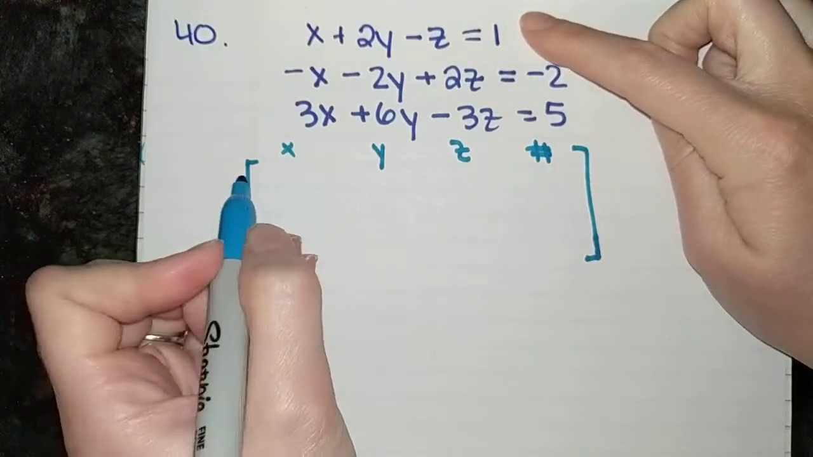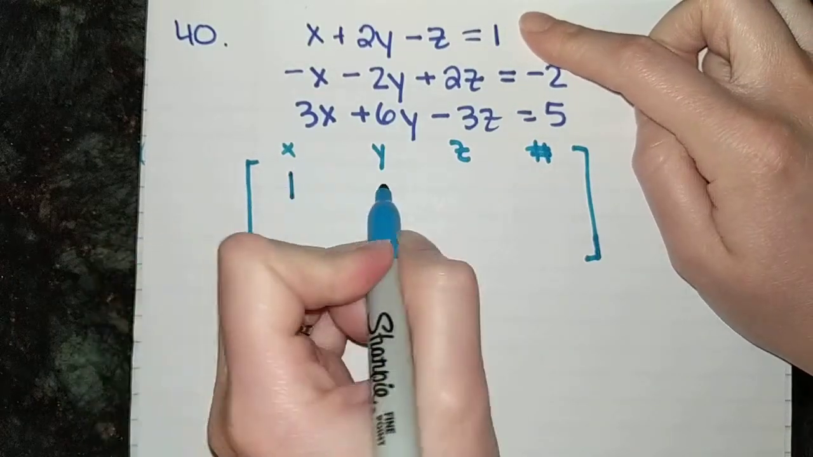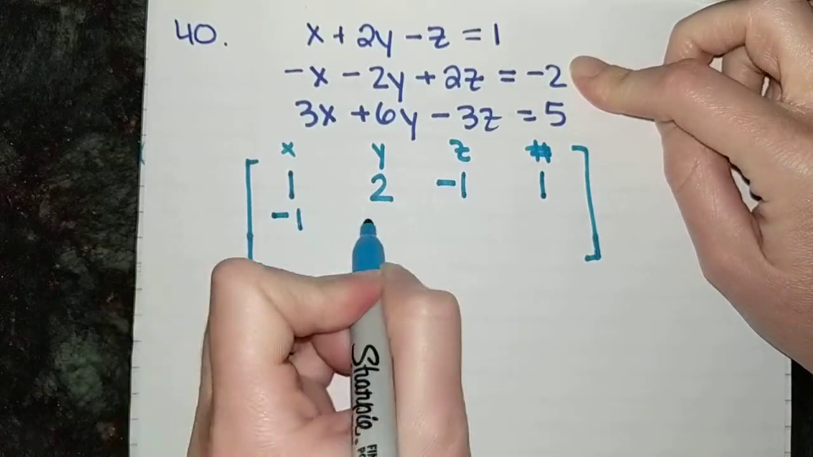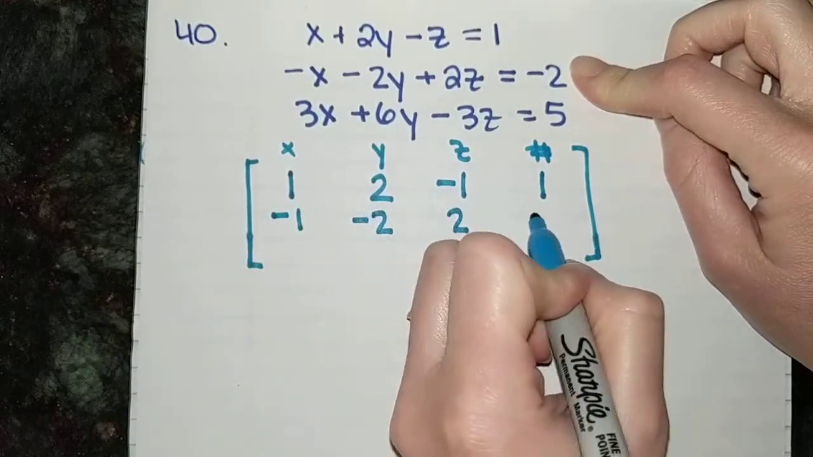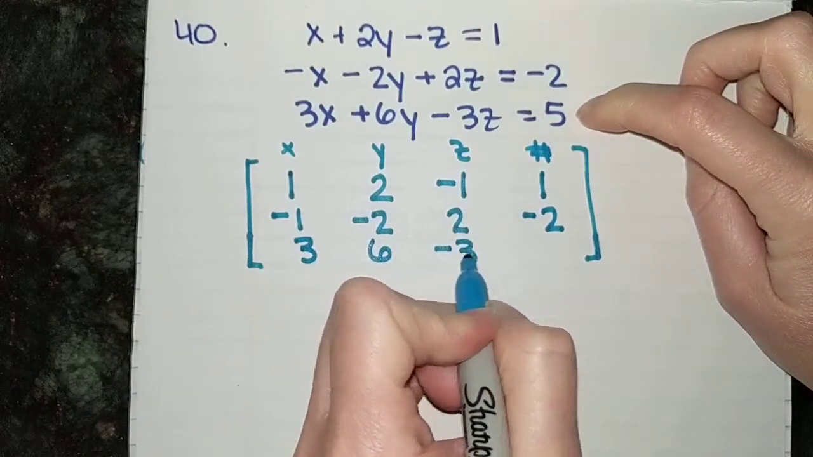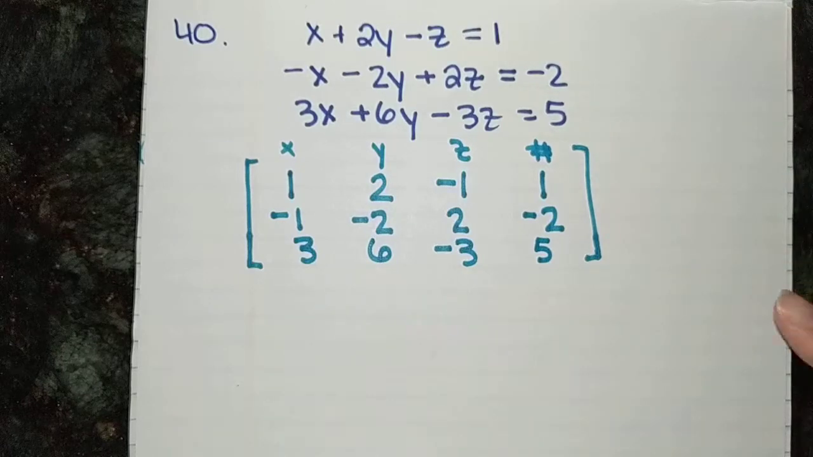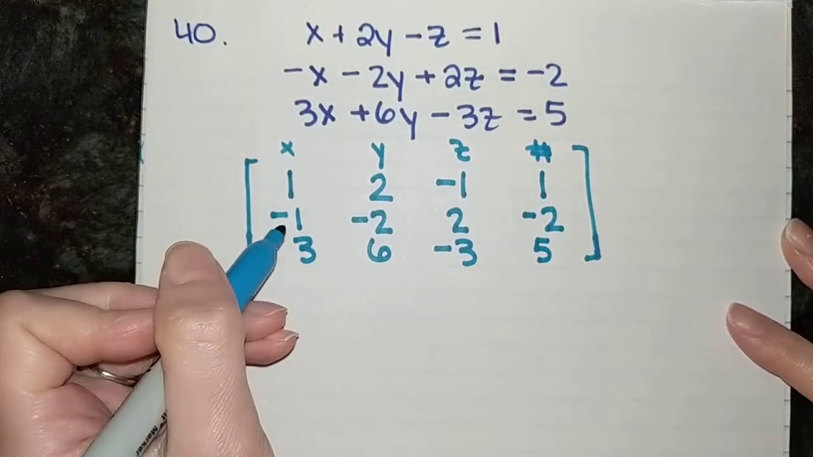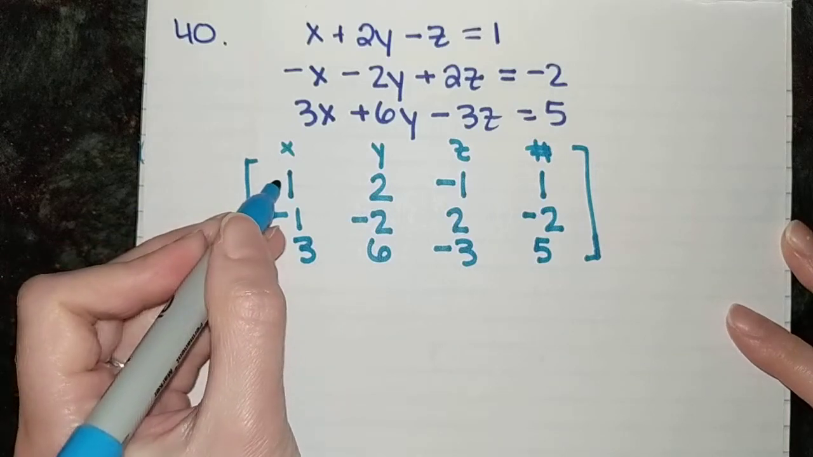So we can just write out the coefficients. So we have 1, 2, -1, 1, and then -1, -2, 2, -2. And then 3, 6, -3, and 5. Now, we'll start with row 1, and we'll try to get our leading 1 followed by the zeros below it. So we have the leading 1.